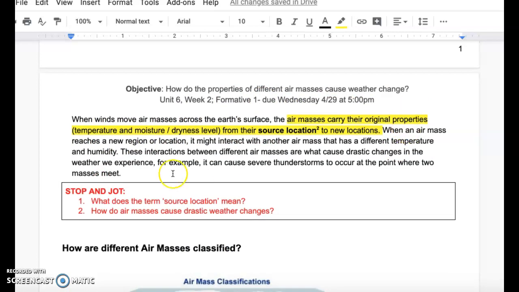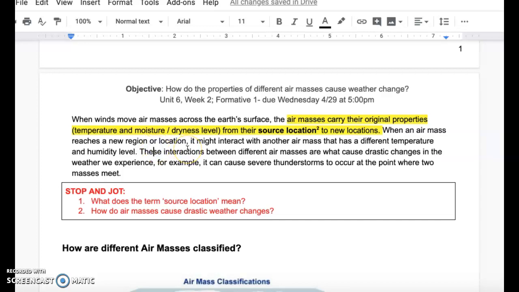So when an air mass reaches a new location or region, it might interact with another air mass that has a different temperature and humidity level. Again, humidity describes the amount of moisture that's present or the amount of dryness of the air. So if something is very humid, that means the air is really moist. Like during the summer, when the air feels really heavy, it's usually very humid and it contains a lot of moisture. But when the air is really dry, that means it has a low humidity.